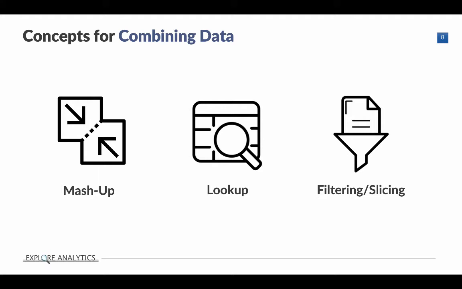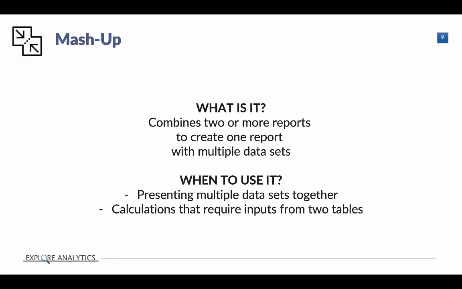The first and most powerful is the mashup. So what is the mashup? A mashup is when you want to combine two or more existing reports to create one report with multiple data sets. Again, in an example, if you're looking to put together incidents and changes together to correlate them, or if you want to put data that sits on your plan table and your actual hours table to create a resource report, that's where you're going to want to combine this together.